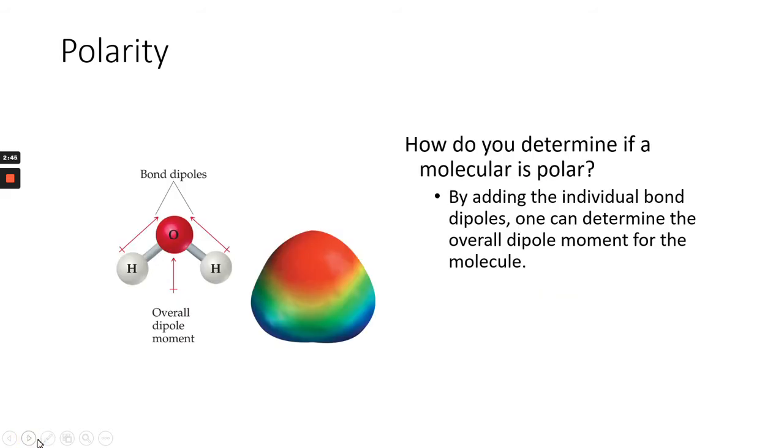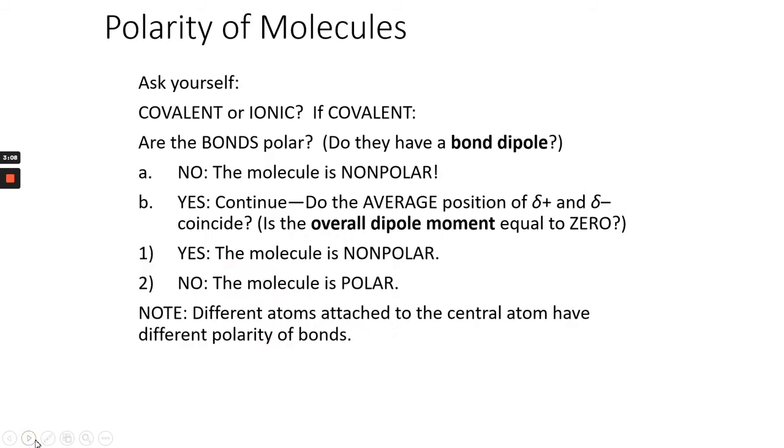Let's take water. Here are our dipoles. They're pointing towards oxygen because that's where the electron likes to spend most of its time. They're the same length, but they do not cancel each other out. Your overall dipole will be pointing up like this. So this is polar. By adding the individual bond dipoles, you can determine if the molecule itself is polar or not.